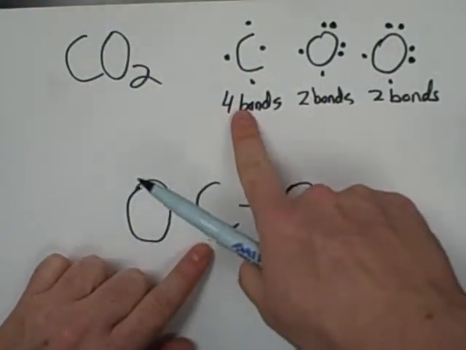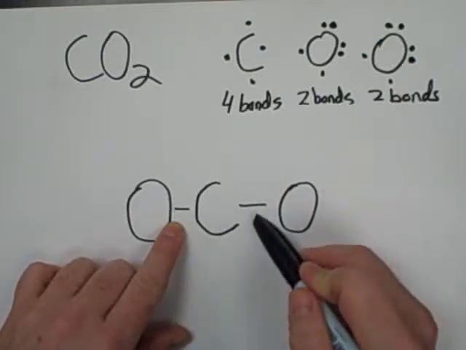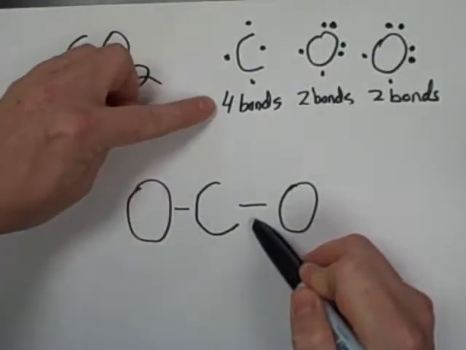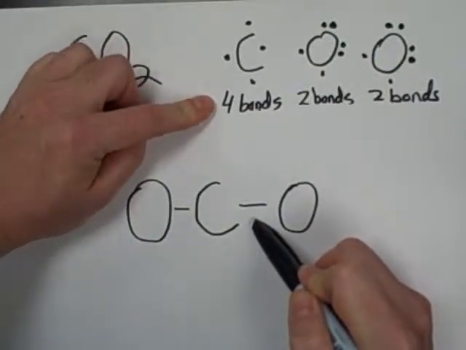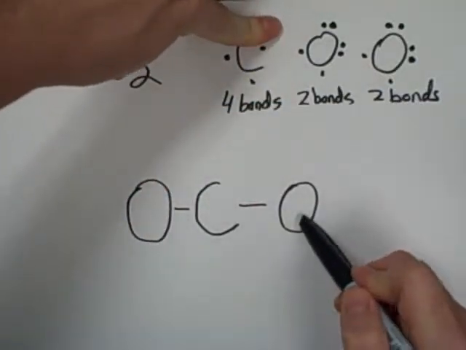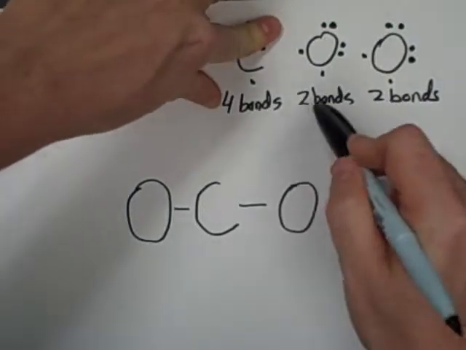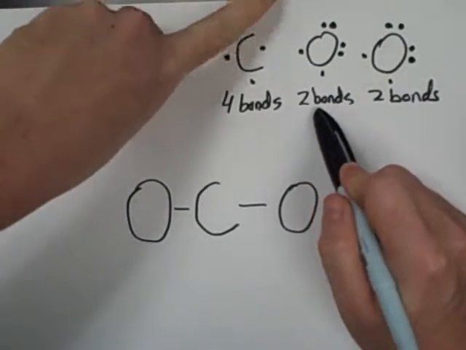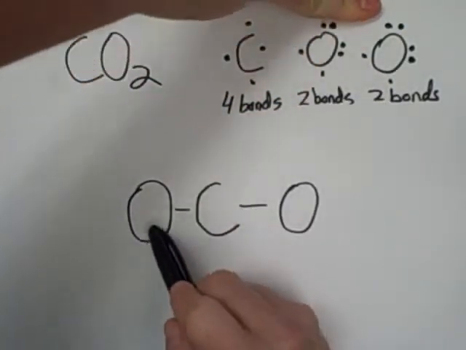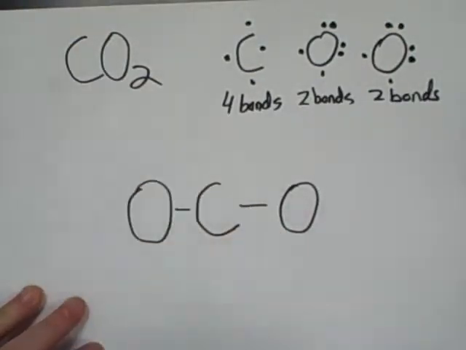So carbon needed 4 bonds. Right now, there's only 2 dashes stuck to carbon, so carbon currently only has 2 bonds. Carbon is not happy. We have to add in some double or triple bonds. Now, this oxygen has 1 dash attached to it, so it only has 1 bond. So it's not happy, so it's going to need a double bond. This oxygen wants 2 bonds as well, and it only has 1, so it's not happy. It will need a double bond as well.